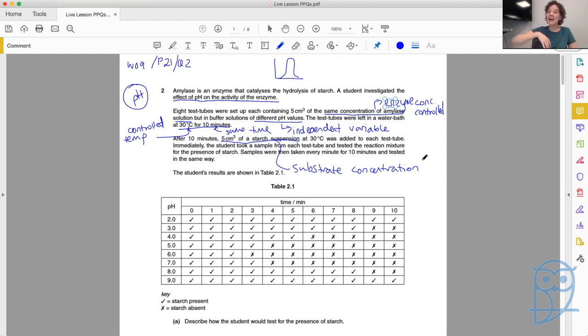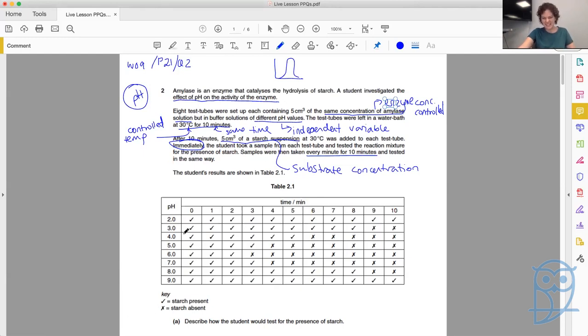Right, so now we have added our substrate. Our enzyme is at temperature, our substrate is at temperature, everybody's happily at 30 degrees C, right? And then immediately, the student took a sample from each test tube and tested the reaction mixture for the presence of starch, using iodine. Samples were taken every minute for 10 minutes and tested in the same way. And there are their results.